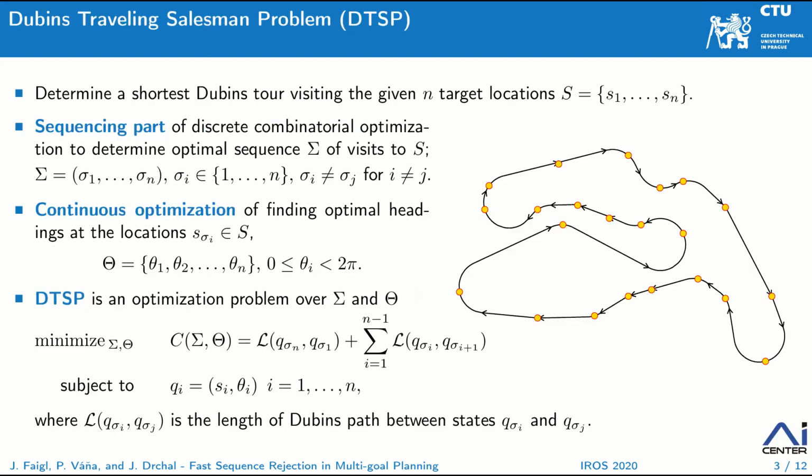visited location. We can formally define the Dubins Traveling Salesman Problem as a problem to determine a shortest Dubins tour visiting the given set of n target locations. It consists of two optimization parts. The first is the sequencing part, which is the underlying TSP to find an optimal sequence as a discrete combinatorial optimization problem. In addition to that, there is a continuous optimization problem to find the optimal headings at the locations. These optimization problems can be put into a single objective function to find the minimum Dubins tour over all possible sequences and heading angles, where the individual length represents the Dubins path from one location to the subsequent location in the tour with the optimal headings.